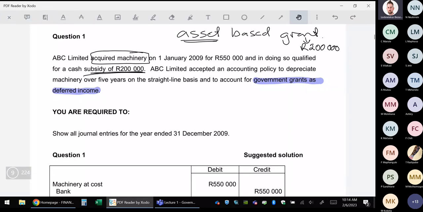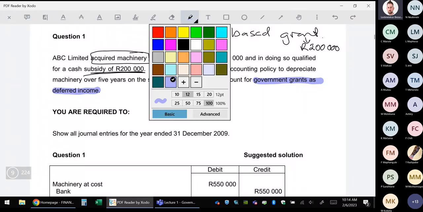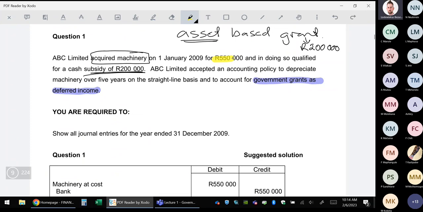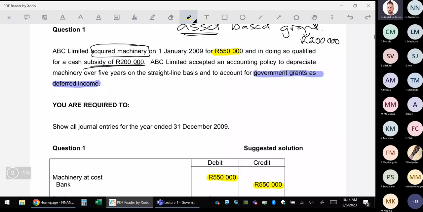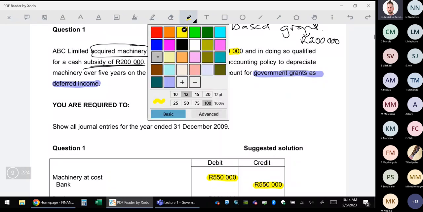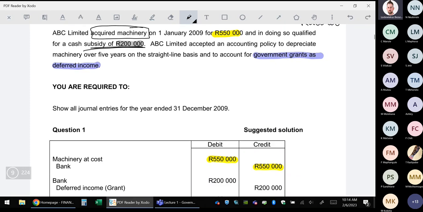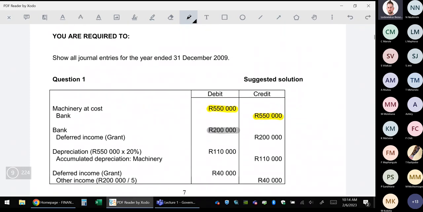All right, so cost of the asset is 550. We debit the asset and we credit the bank with 550. Then we receive the grant. Grant is 200,000. We debit the bank because the bank will be more, and we credit deferred grant income account. Remember, deferred income is on the balance sheet. All right, because it is income we will defer over a period of time.